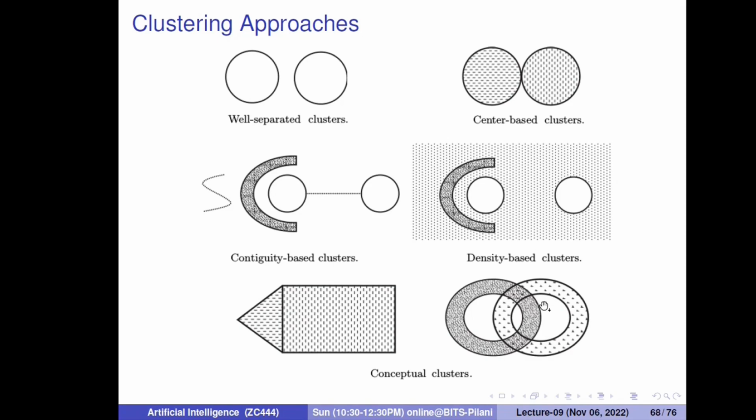I would take up this clustering in more detail in the next class. However, I would like to stop at this particular moment. If you have any questions, please let me know.